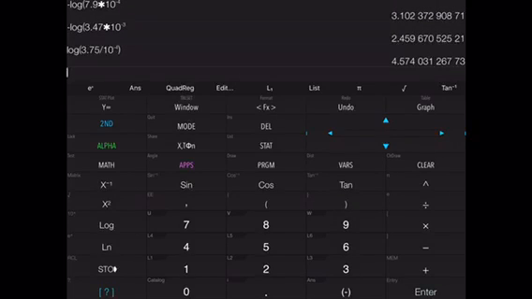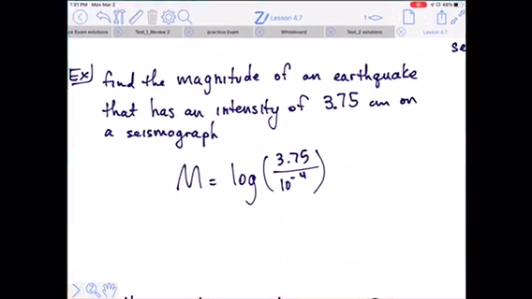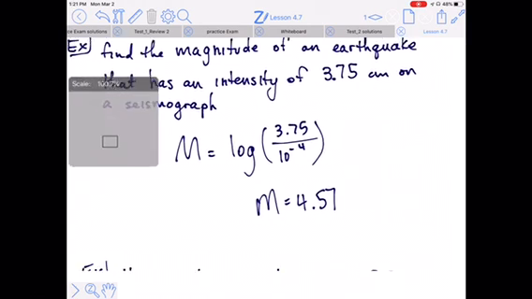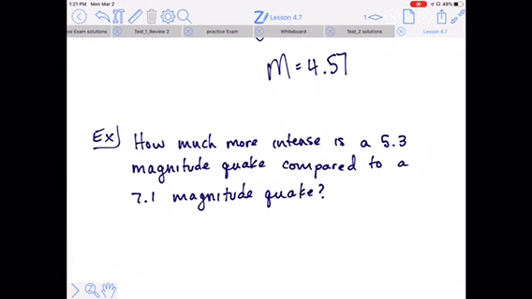So this one would measure 4.57 on the Richter scale. A variation that you'll see on your homework is comparing intensities or magnitudes of two different quakes.